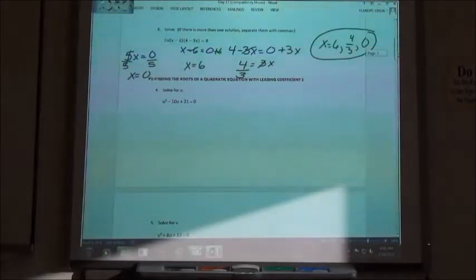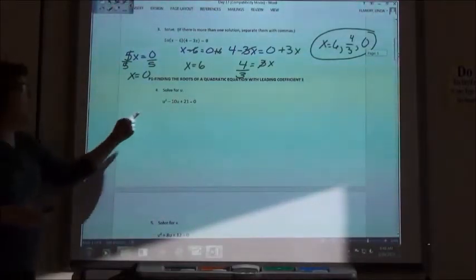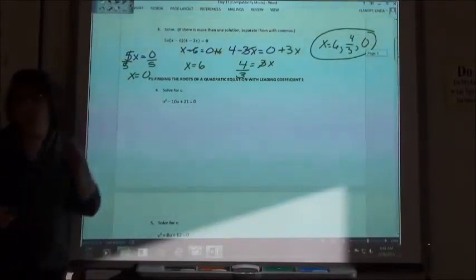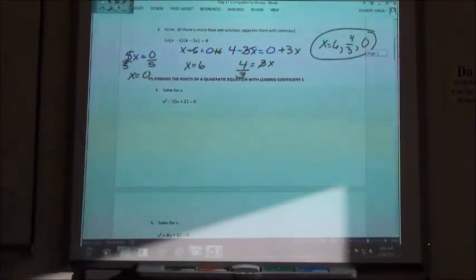The reason they do those ones like that is because when we have quadratic expressions, those ones with the squared terms, we have to solve them by factoring them out.